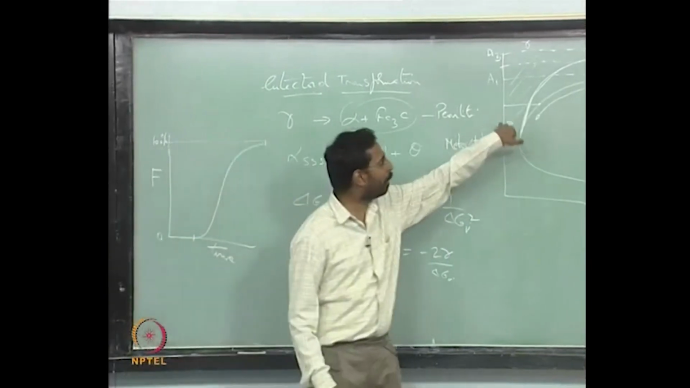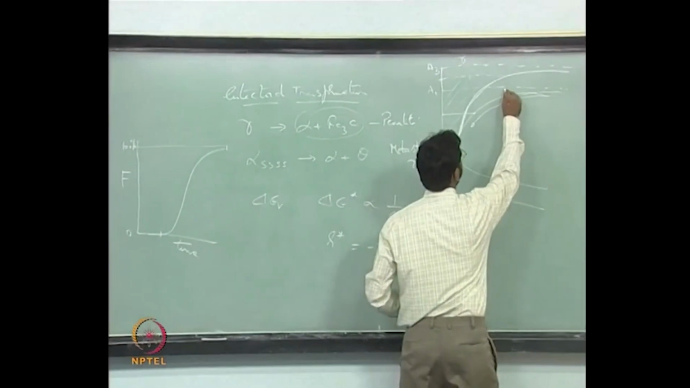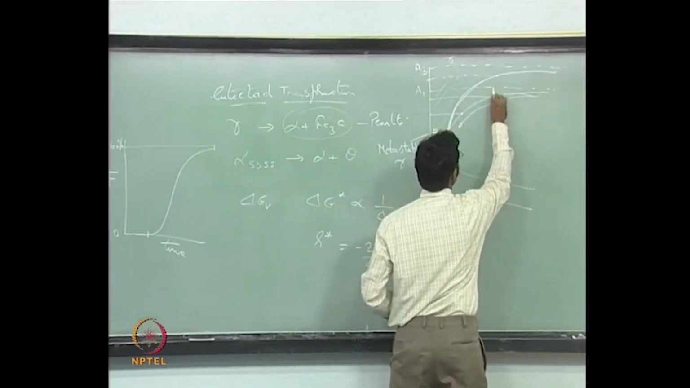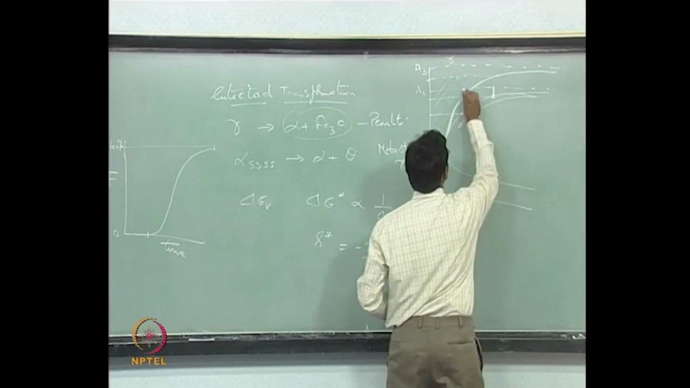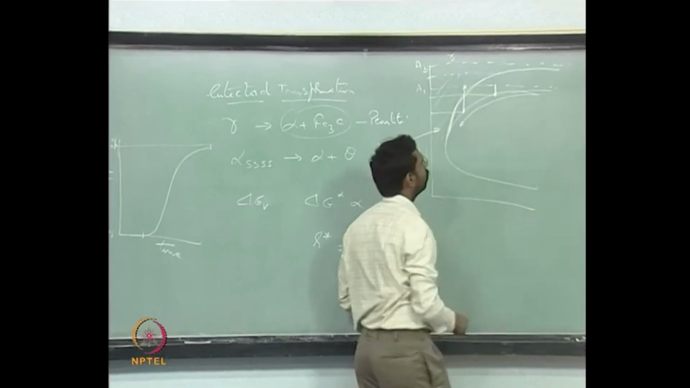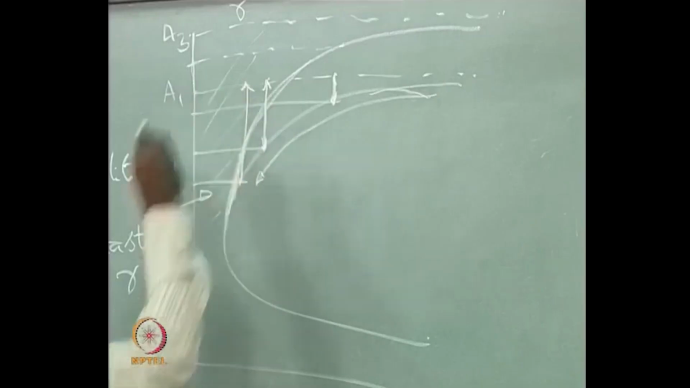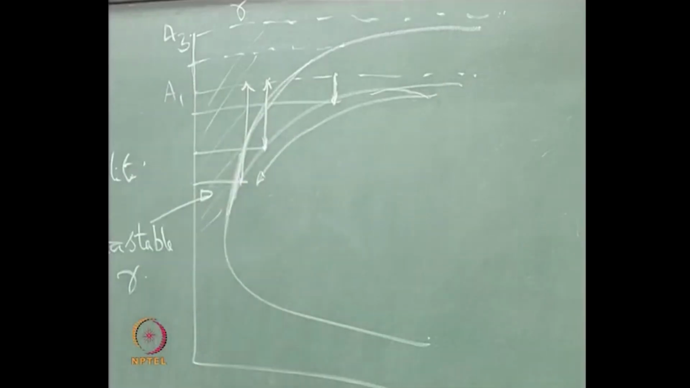As I decrease the temperature, my undercooling is increasing. If I look at a temperature here, this is undercooling. If I look at temperature here, this is undercooling. If I look at temperature here, this is undercooling. Undercooling is always measured with respect to the equilibrium transformation temperature.